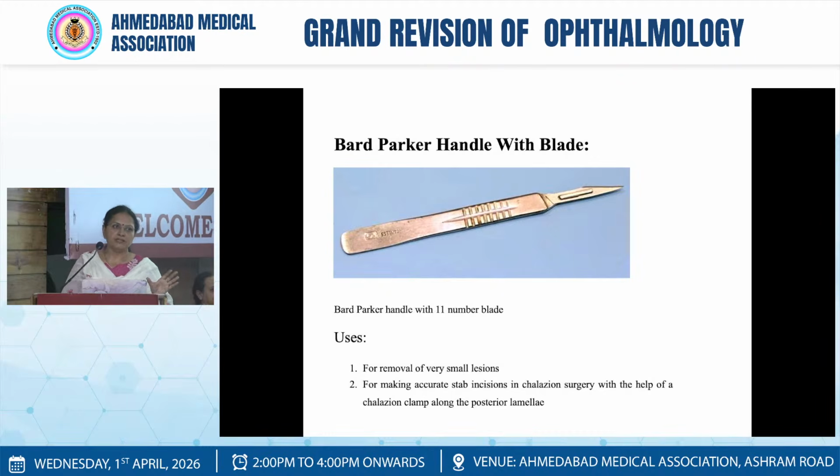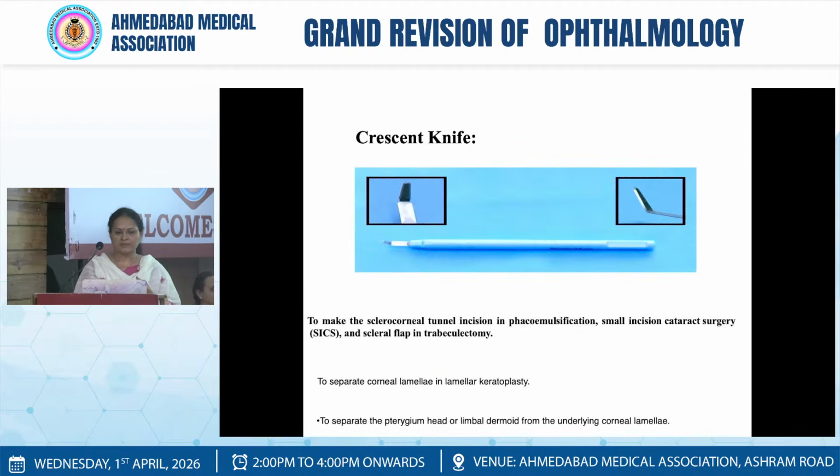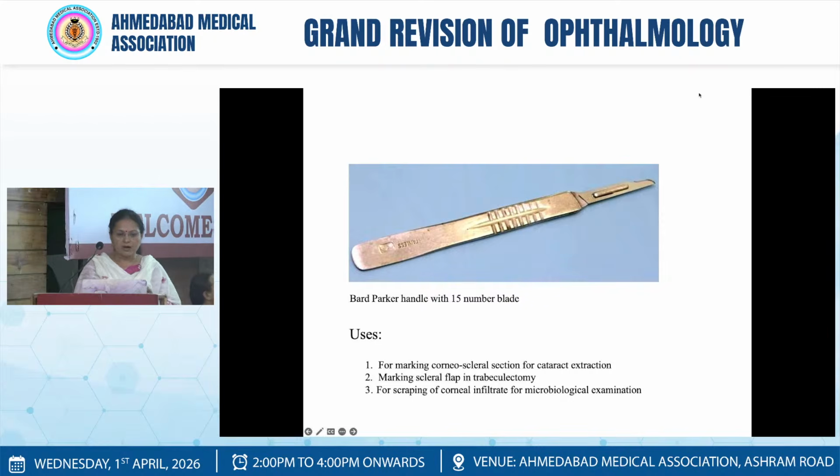Then the handle. They are very tiny, Bard Parker handle. So you have to attach this disposable blade. If it is like this, spear type, it is an 11 number blade. It is used for stabbing, and you have to cut anything stably. This is like a stab knife. And this is a 15 number blade. Can you see this difference?